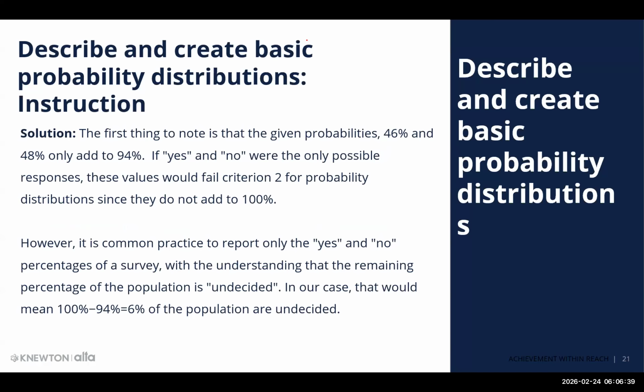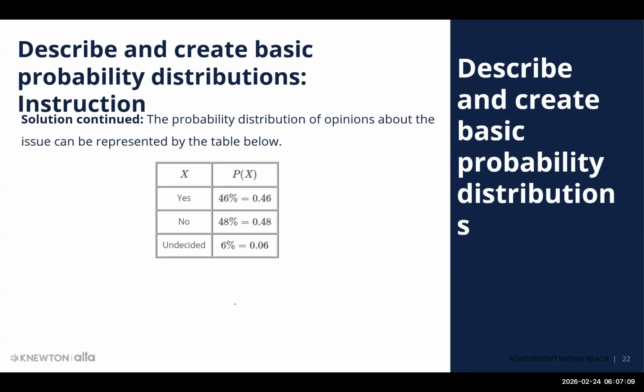The first thing to know is that the given probabilities 46 and 48 only add up to 94. If yes and no were the only possible responses, these values would fail criterion 2 for probability distributions. However, it's common practice to report only yes and no percentages on a survey with the understanding that the remaining percentage of the population is undecided. And so this is the way you would do the probability distribution.